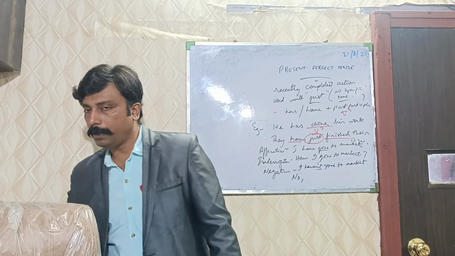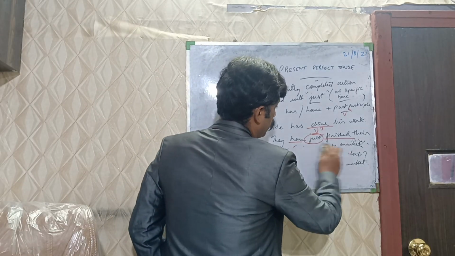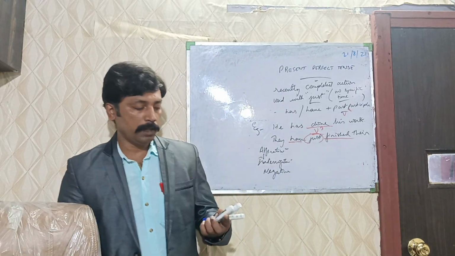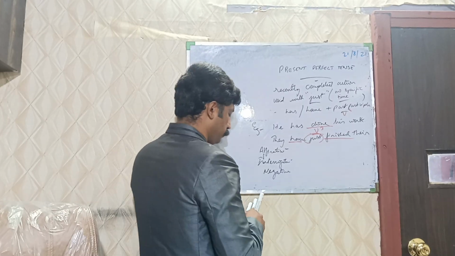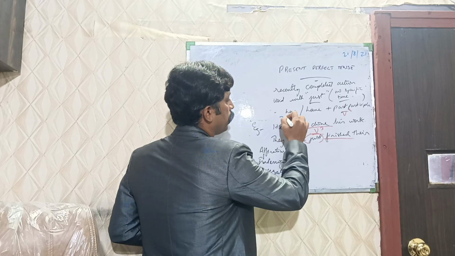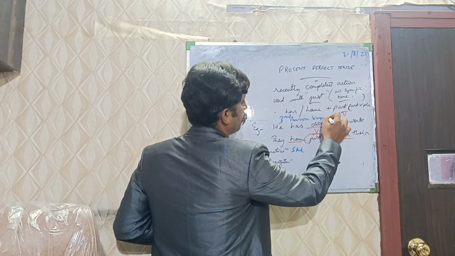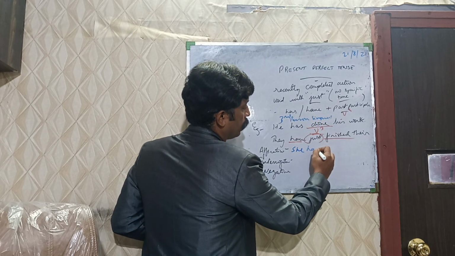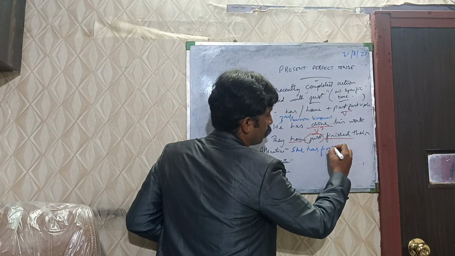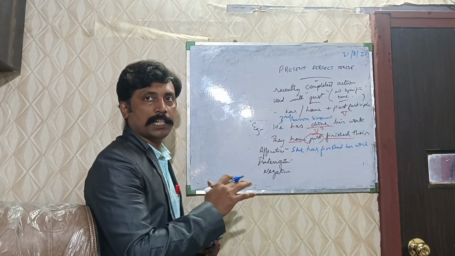Now I'll give you some examples with the third person for your better understanding. If you just change the third person over here, and if you want to make a sentence with she, the same formula will be used. You have to say she. You check the rule. She will take the third person singular rule, has. So she has finished her work. Okay. She has finished her work.